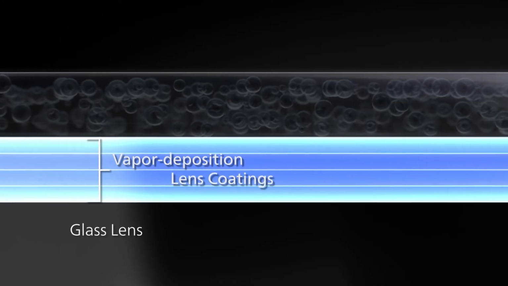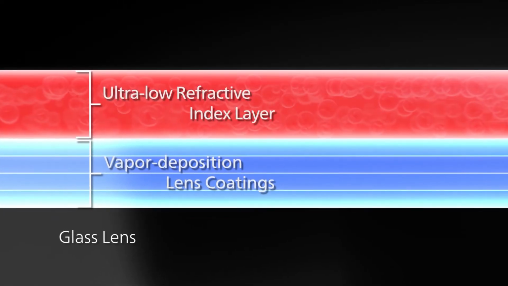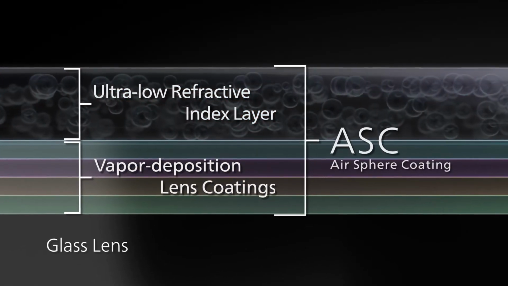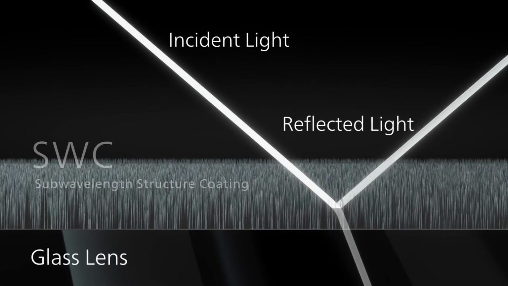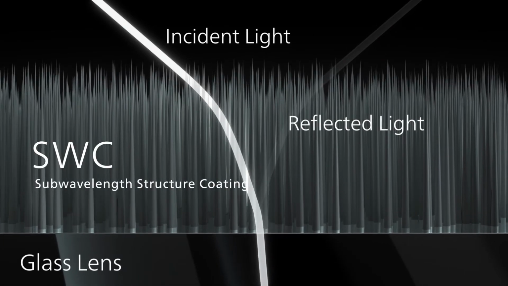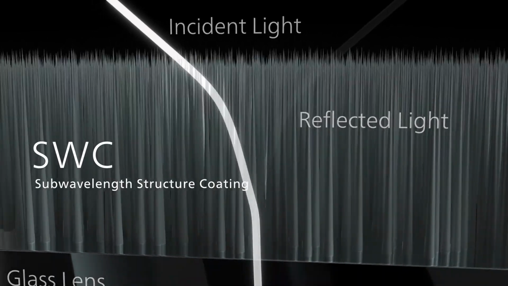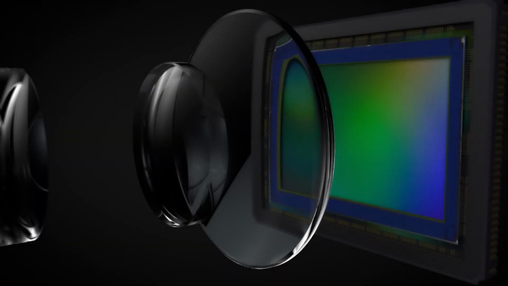A special multi-layer coating on the lens surface, known as ASC, reduces light reflection. Another coating comprised of countless nano-sized wedges aligned tightly together on the lens surface to reduce reflection, known as SWC, minimizes flare and ghosting to make a short back focus possible.